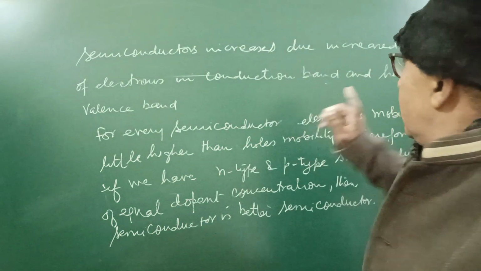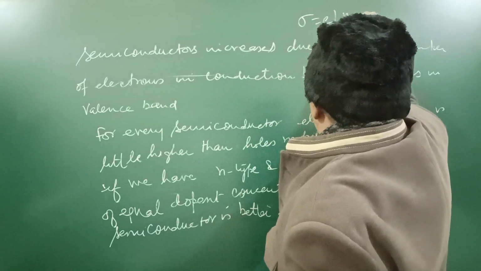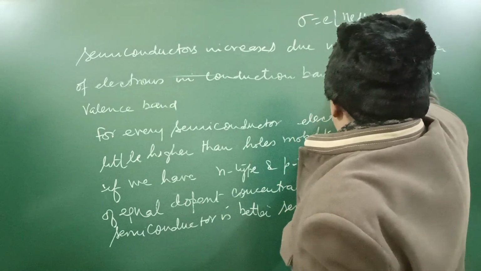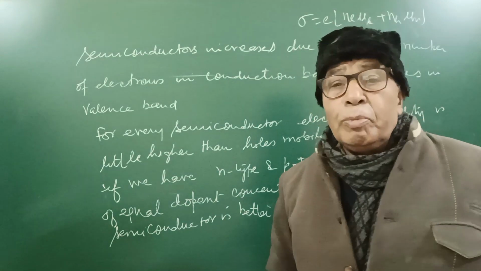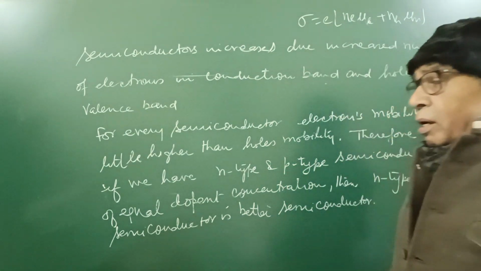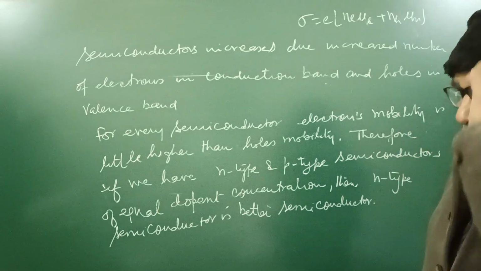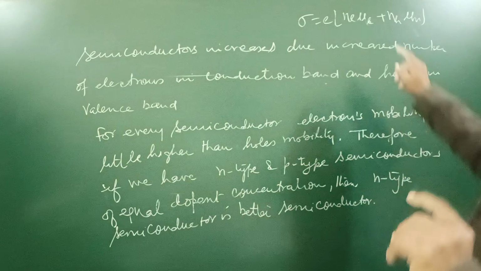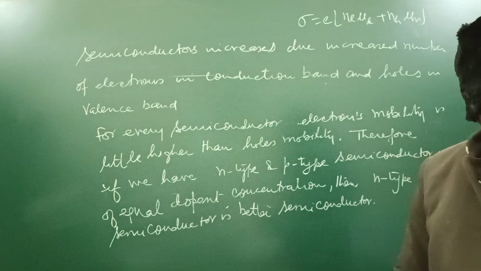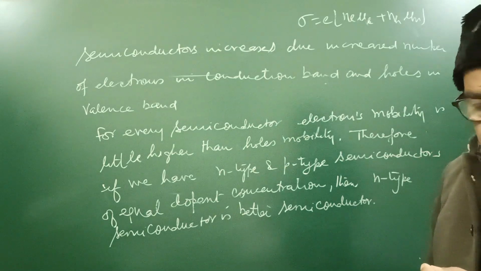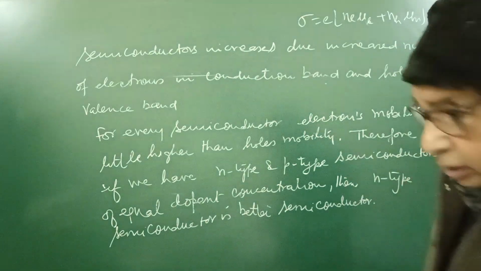It is because of electron hole mobility. So remember this equation, e into (Ne mu E plus Nh mu H). The role of electron hole mobility is there. Whosoever is the semiconductor, electron mobility is higher than hole mobility, and therefore if number of electrons and holes are the same, then n-type semiconductor will show better conductivity.